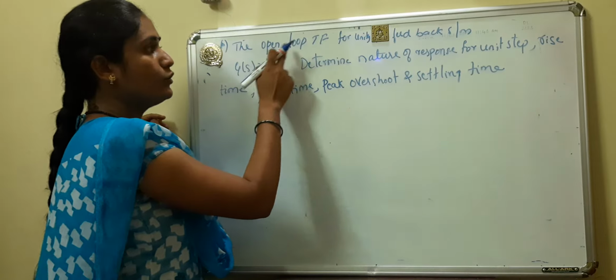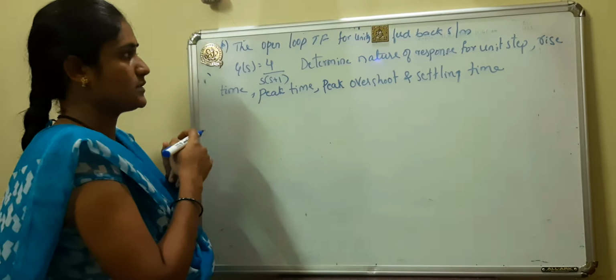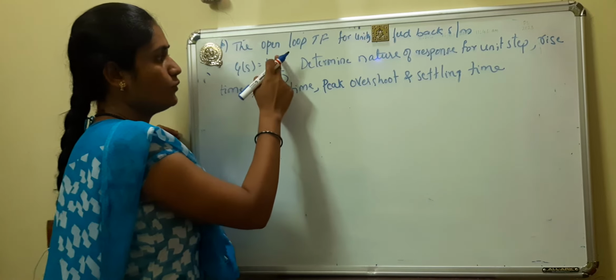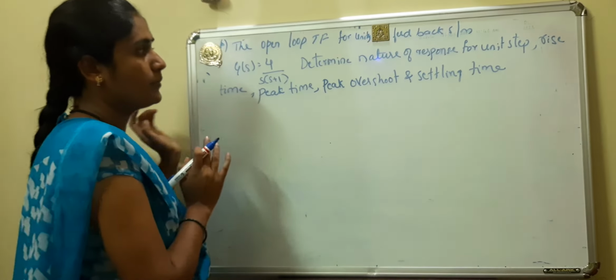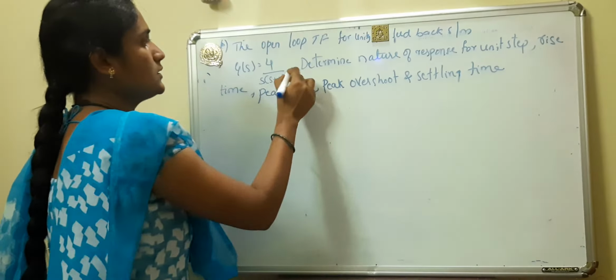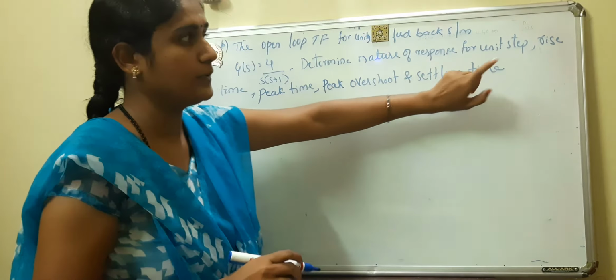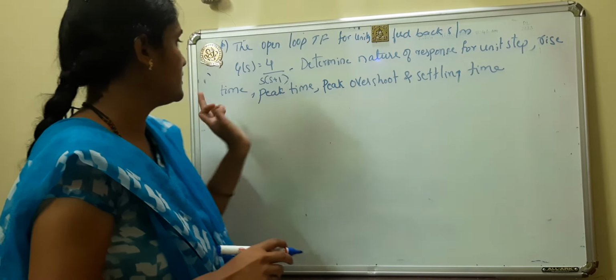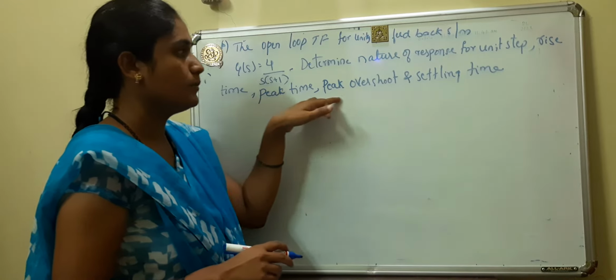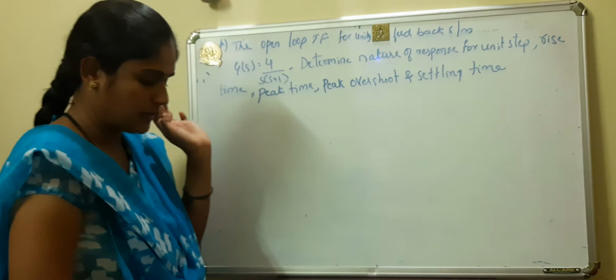Yes. Here the next problem: the open loop transfer function for a unity feedback system is given as G(s) = 4 divided by s into (s + 1). What we have to calculate is: determine the nature of response for unit step, rise time, peak overshoot and settling time.